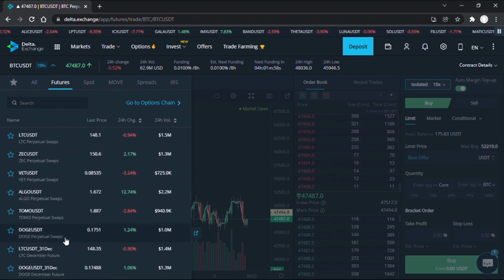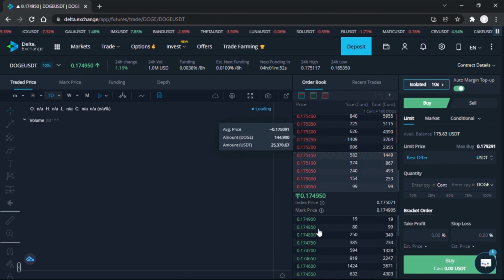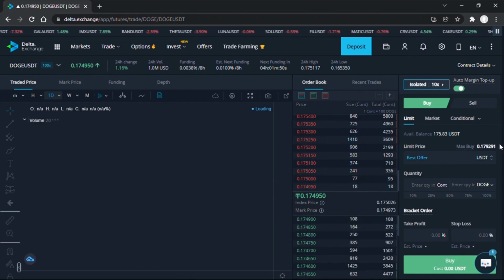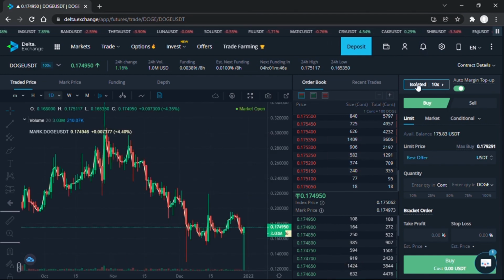For example, if you want to trade Doge USDT, then you can just click here, and the graph will be loaded here, and here are the buyers and sellers. Here is the buy sell panel. So if you want to go with buy, then you can select the margin. I have made a separate segment on margin, so I will provide the link in the description. You can just click that and be redirected to that section, or else you can just keep on watching.